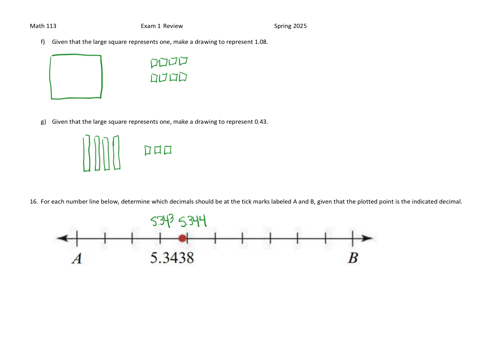Which means I can fill in the rest of the tick marks: this is 5.345, 5.346, up to 5.349, and then B would be 5.35. Okay. And then I'll work backwards to A. So this would be 5.342, 5.341, and this is 5.34.